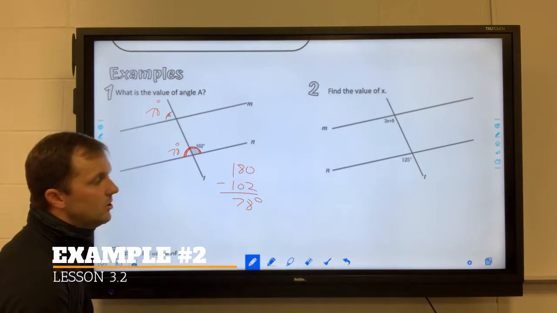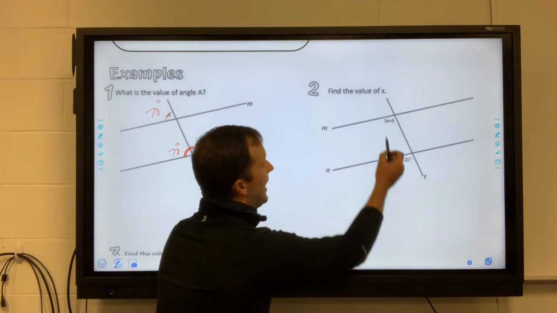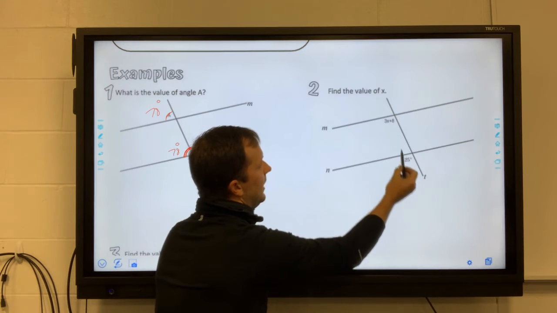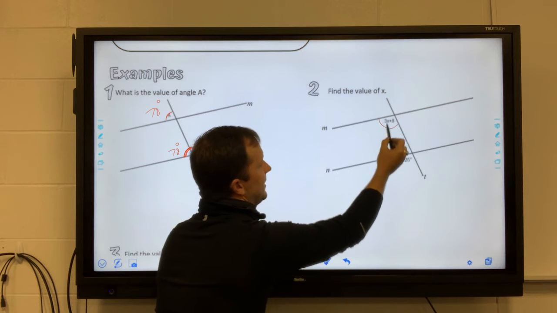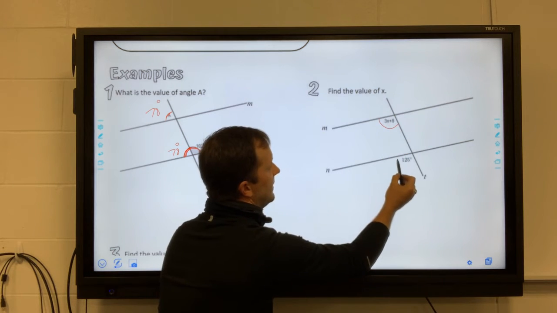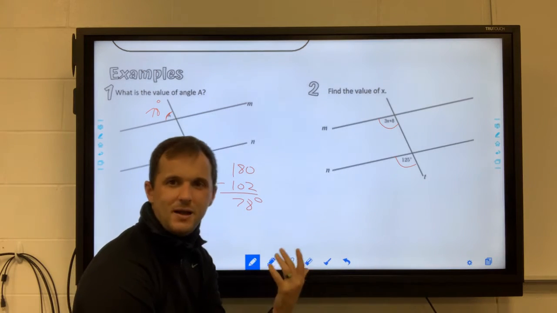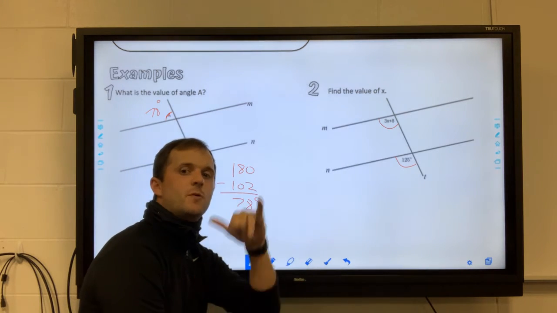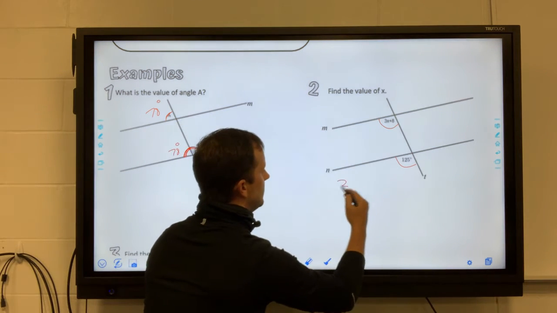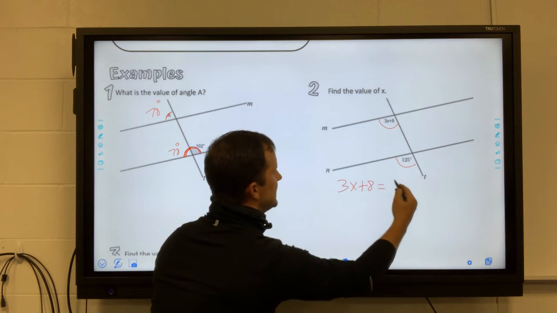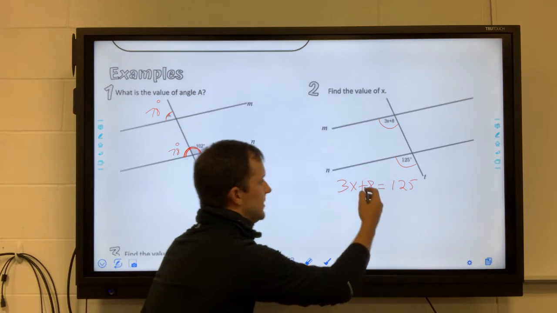On example number 2, it wants us to find the value of X, okay? We have 3x plus 8 is this angle, and this angle is 125 degrees. This angle is in the bottom left-hand corner, and this angle right here is also in the bottom left-hand corner. So the two angles given are corresponding to each other. Corresponding angles from our last lesson are congruent to each other. So 3x plus 8 is going to be the same as 125 degrees. Now all I have to do is solve for x. I'm going to subtract 8.